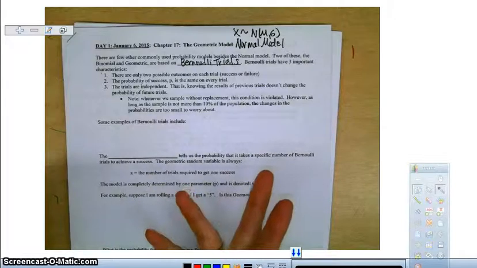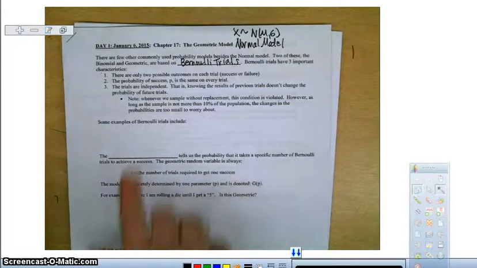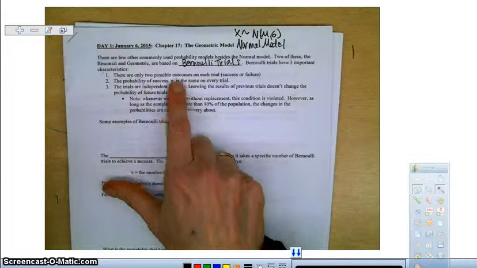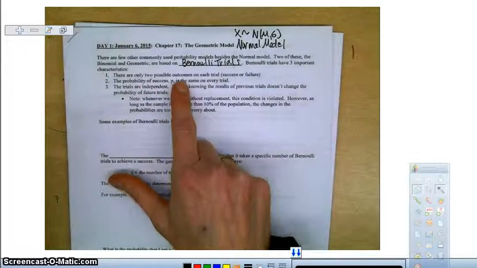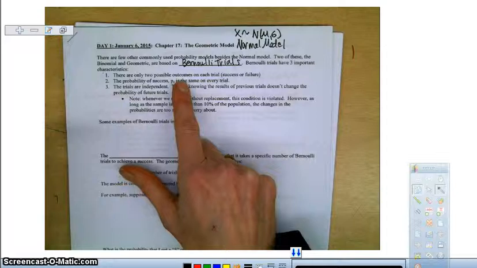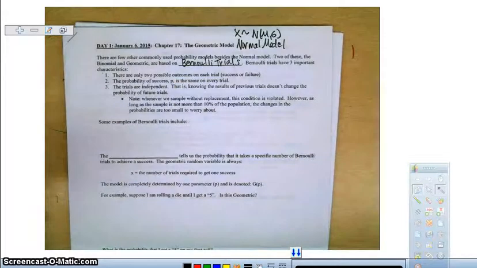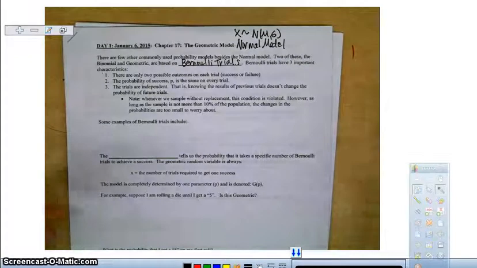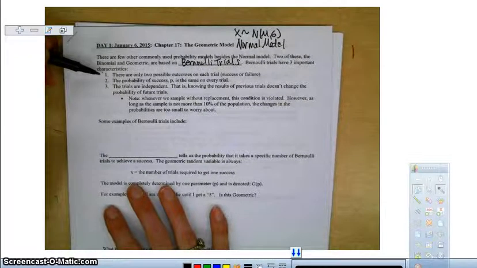Some people say, well, there are only two outcomes, so I can only use things like flipping a coin or yes and no or true and false. No, you can have things that have more outcomes than that if you look at it as success and failure: correct, incorrect, getting a 4, not getting a 4. So two possible outcomes will make a Bernoulli trial.